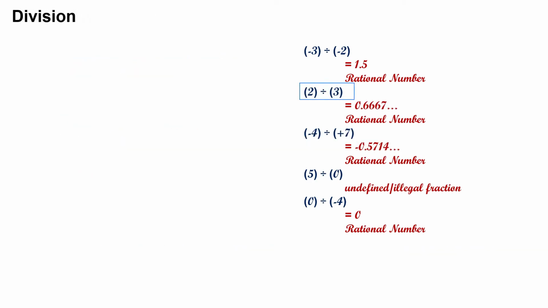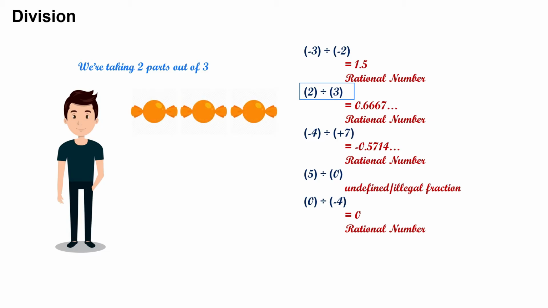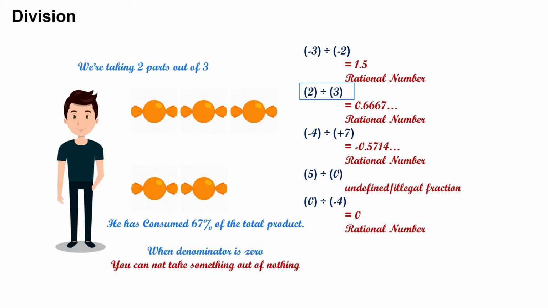Now, let's take an example of 2 by 3. We are taking two parts out of a total of 3. Let's take another example. Let's say John has 3 candies and he consumed 2 of them. So what it effectively means is he has consumed 67% of the total product. So there needs to be some product for him to be able to consume 67% of. You need to have some candy before you can consume it. You can't just consume 2 candies out of thin air. That's not how the real world works, and that's why this is an undefined fraction. So whenever you see 0 as a denominator, it is an error, an undefined fraction. There is no answer to that.